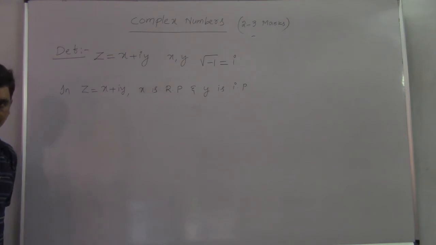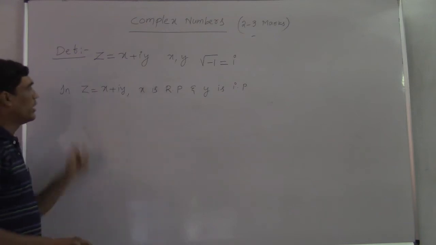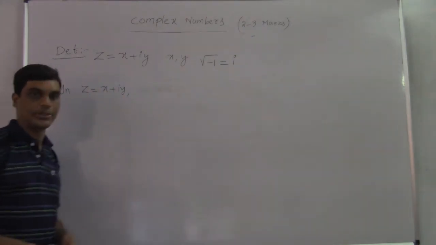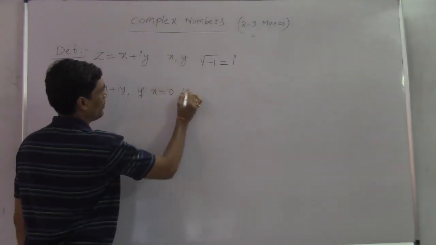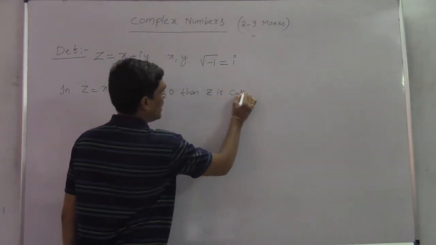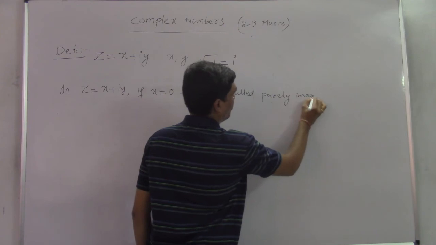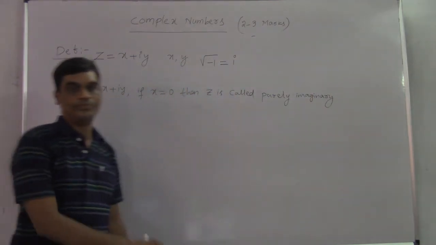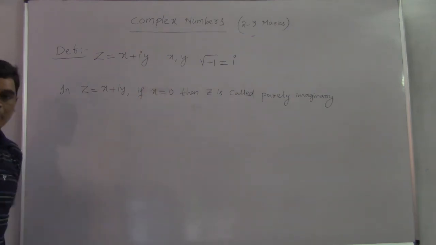Next, take a note. In z is equal to x plus iy, if x is equal to 0, then z, which is a complex number, is called purely imaginary.